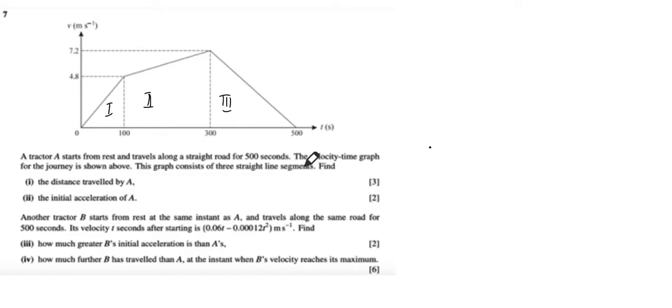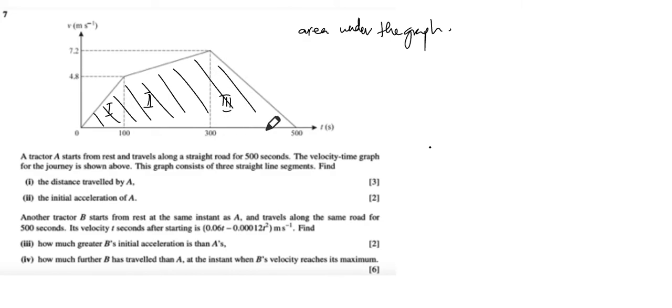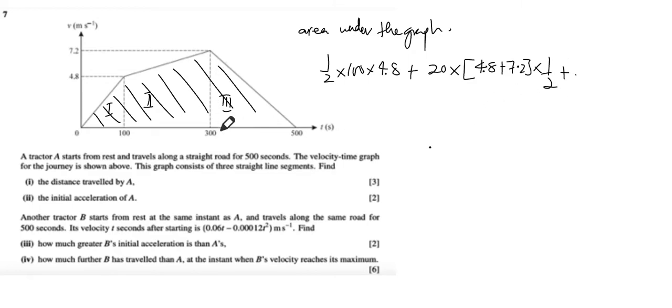Distance traveled by A from a velocity time graph will be the area under the graph. If we find the area here, that will constitute the distance traveled. So let's do that. It's a triangle, so it should be half times 100 times 4.8, plus a trapezium, so 300 minus 100, which is 200, times A plus B, which is 4.8 plus 7.2, and then multiply by half, and then plus another triangle.